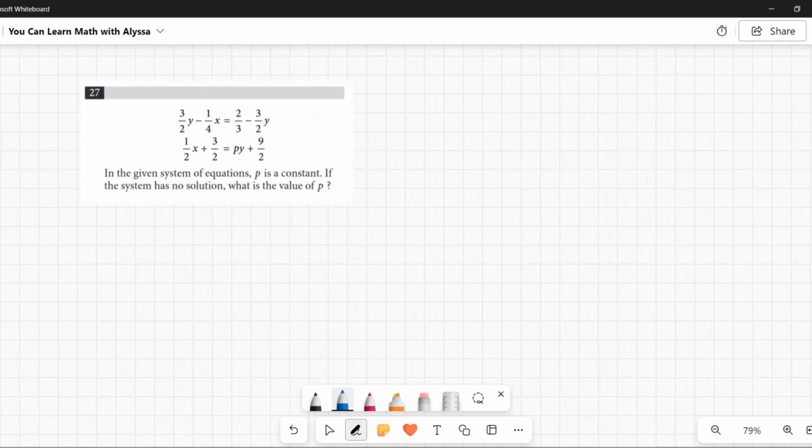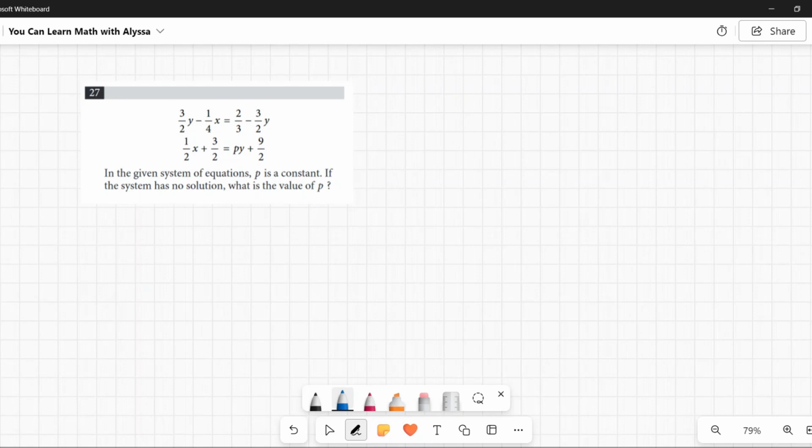Right, number 27. 3/2 y minus 1/4 x equals 2/3 minus 3/2 y. 1/2 x plus 3/2 equals py plus 9/2. In the given system of equations, p is a constant. If the system has no solution, what is the value of p?